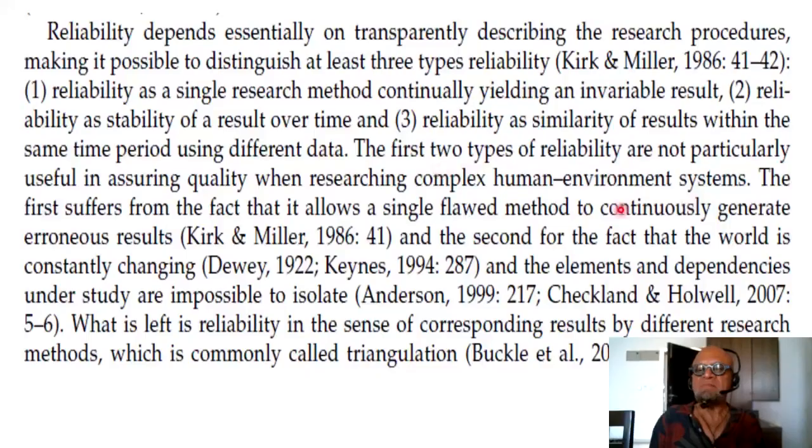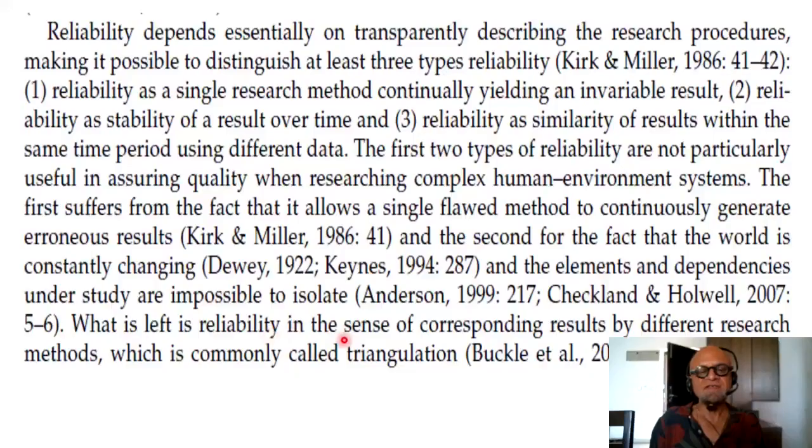The first two types of reliabilities are not particularly useful in assuring quality when researching complex human environment systems. So if reliability is a single research method continually yielding an invariable result, or reliability as stability of a result over time, then the complex human environment systems may not get the intended function out of such an artifact. The first suffers from the fact that it allows a single flawed method to continuously generate erroneous results, and the second from the fact that the world is constantly changing and the elements and dependencies under study are impossible to isolate.